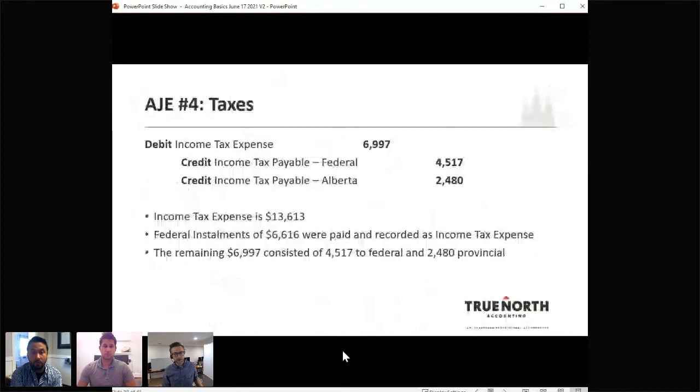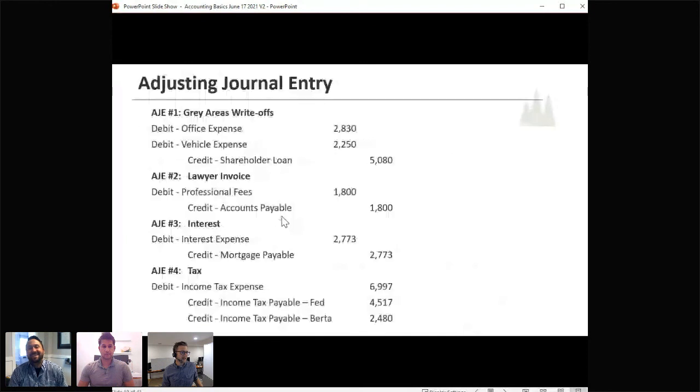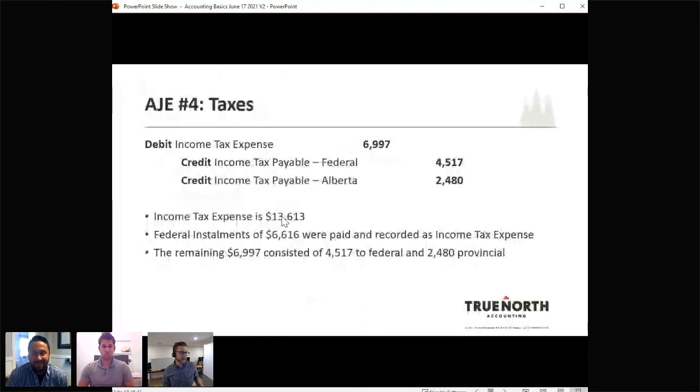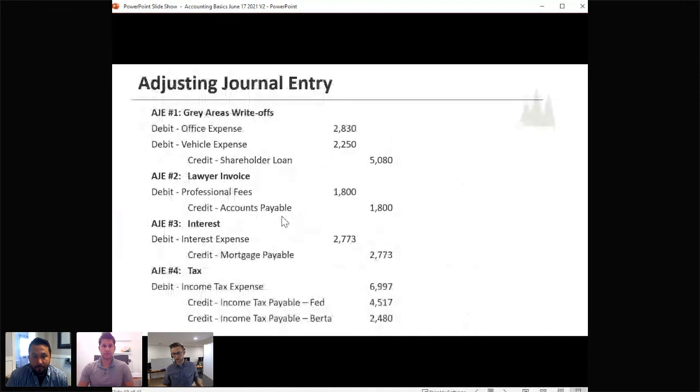So here's the entry that trues up that tax owing after the installments. Income tax expense, $13,613, which is essentially 11% of the net income or taxable income. That 13,000 is made up of Alberta and federal, 9% and 2%, but the installments were just going against the federal portion. We don't need to dwell on this too much, but that's a summary of taxes, and then this is a summary of the 4 entries we made.